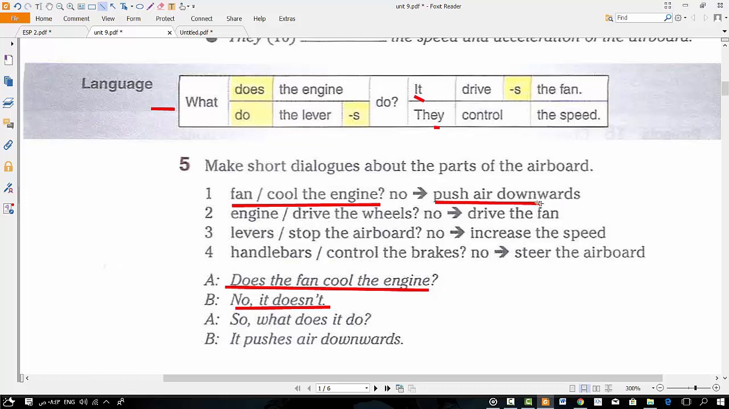Okay. Push air downward. That is the function of the fan. Again. Does the fan cool the engine? No, it doesn't. So, what does the fan do? It pushes air downwards.